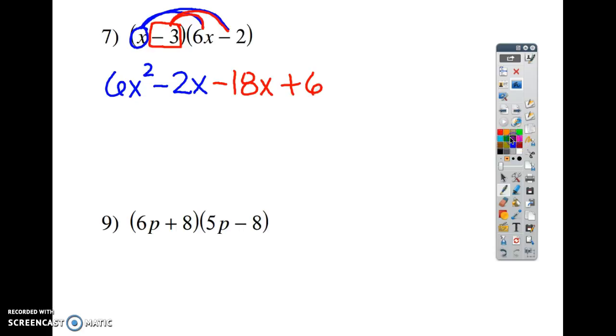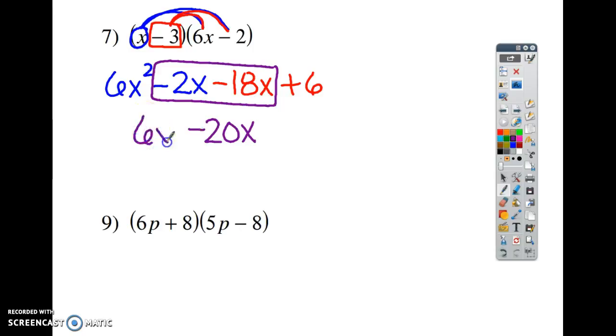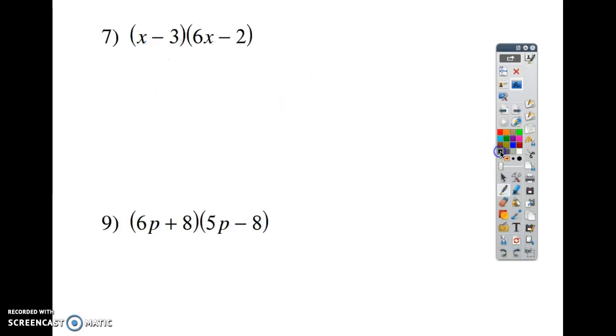Combine like terms, the middle ones. That's negative 2x minus 18x is a negative 20x. You would put in the calculator negative 2 minus 18, and that gives you negative 20. Bring down the 6x squared, and bring down the positive 6. So that's double distribution. Box method, you do a 2 by 2 box.